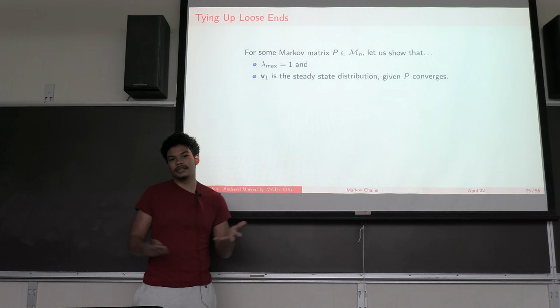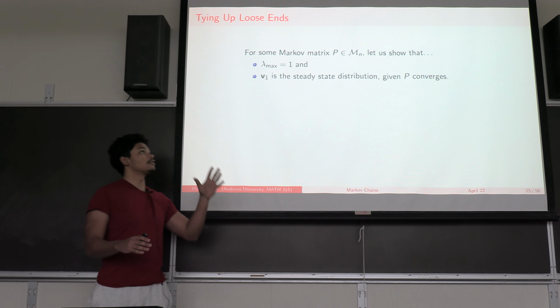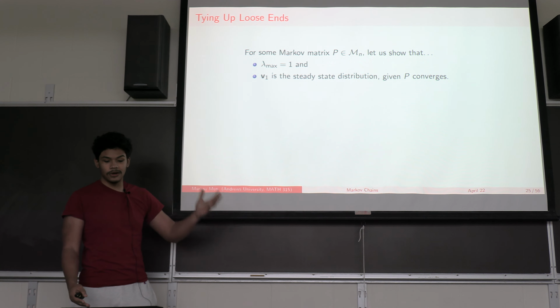So what we want to show is that given a Markov matrix now, not just a positive matrix, but specifically a Markov matrix, its largest eigenvalue is 1, and that we can define its corresponding eigenvector as the steady state distribution if P converges.